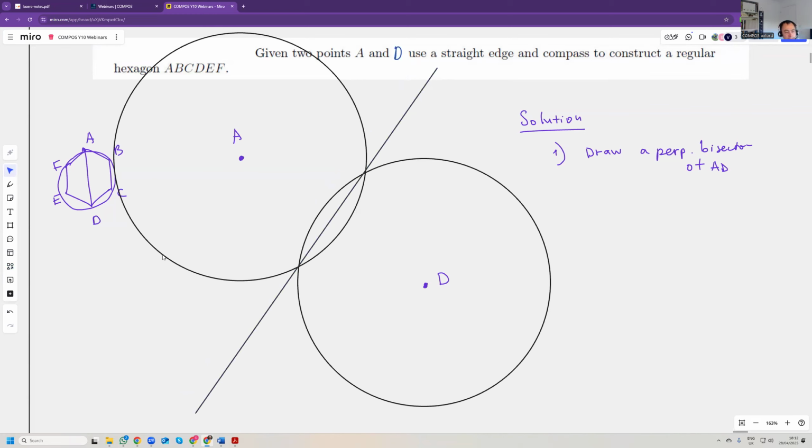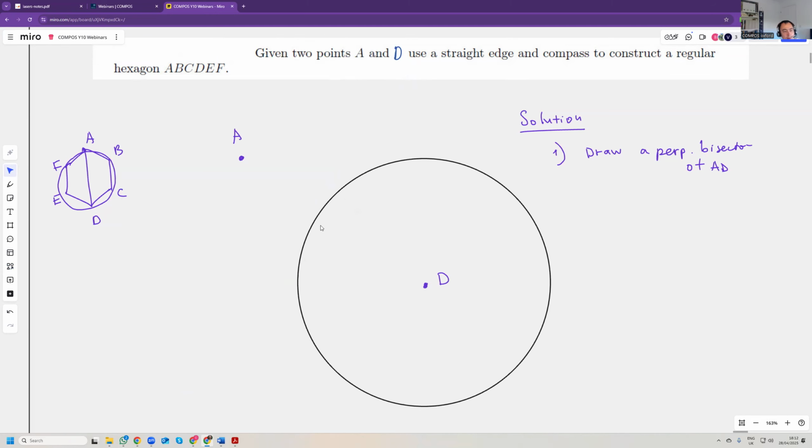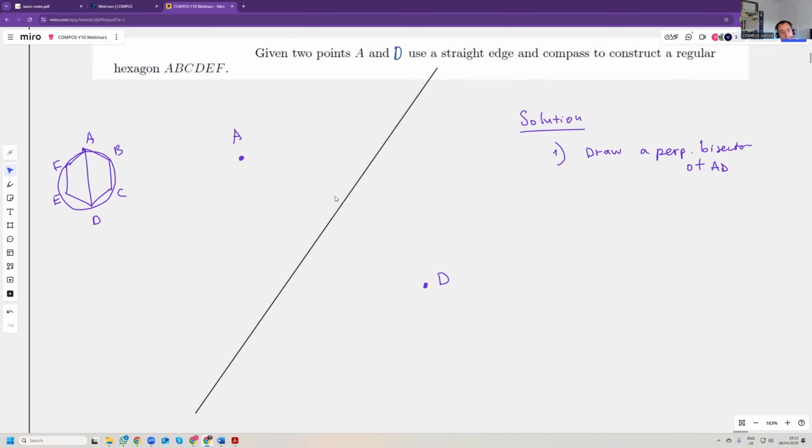Okay, so now I can delete these. Oh, not this. I can delete the circles. All right, now I draw AD. And that's my midpoint. M is the midpoint. Lovely. The midpoint is also the center of the circle.